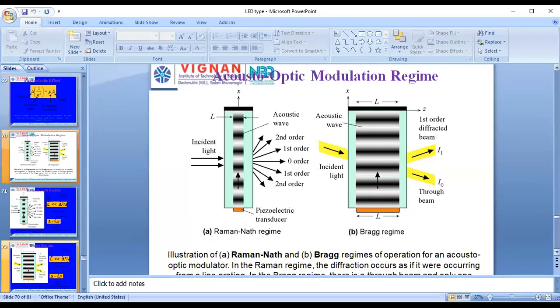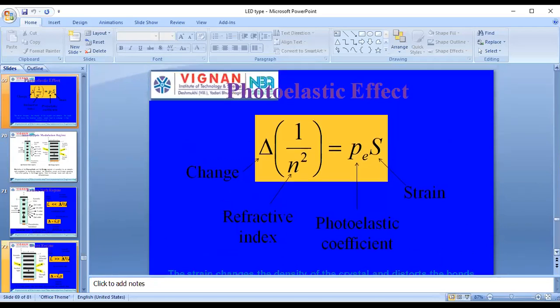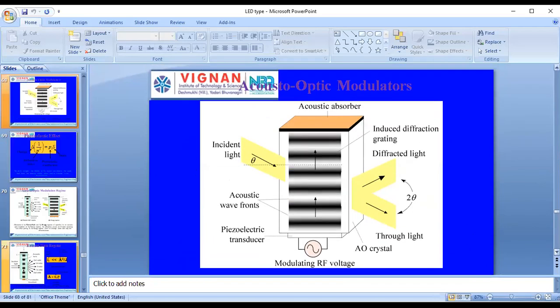Here you can observe this. This depends on the piezoelectric type of acousto-optic modulator, the piezoelectric transducer. This acousto-optic absorber depends on the piezoelectric transducer, right? So when the incident light is applied on the crystal material, it induces the diffraction grating, and then the diffracted light is produced. The reason behind this is that the electrons in this material change their orbits, and automatically the change in refractive index of the light is induced from the acousto-optic crystal only.